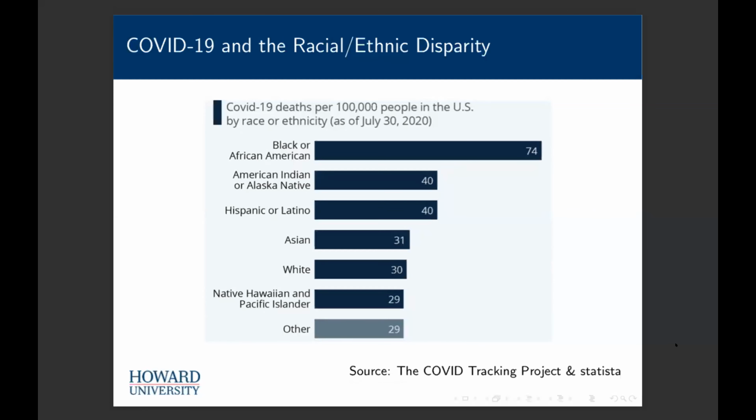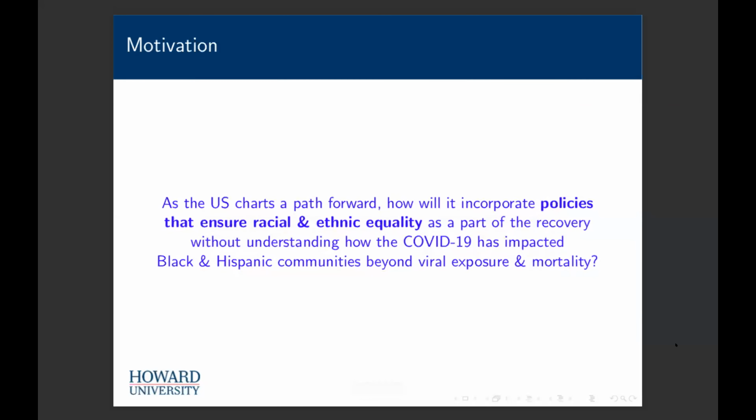So it became really clear to us that there was a disparity in cases and in mortality as related to COVID. What we really were interested in is, okay, we know more people are dying from COVID that are Black, that are Hispanic, but what are the other outcomes? How else is it affecting these vulnerable households? A motivating force behind this research is, as the US charts a path forward, how would it incorporate policies that ensure racial and ethnic equality as part of the recovery without understanding how COVID-19 has impacted Black and Hispanic communities beyond viral exposure and mortality?